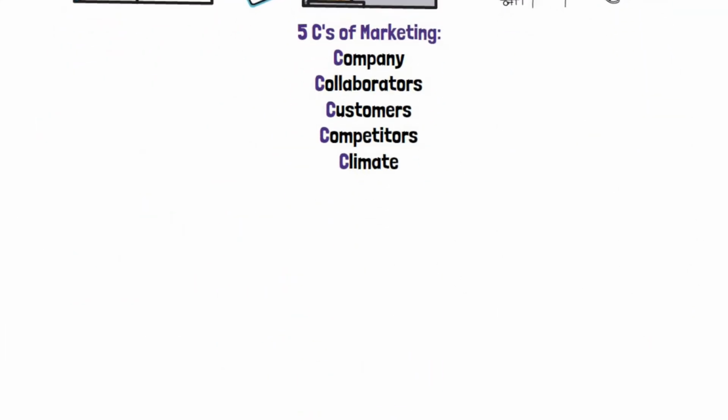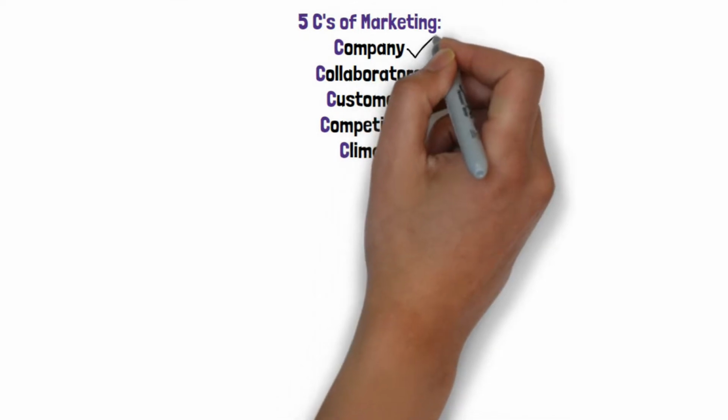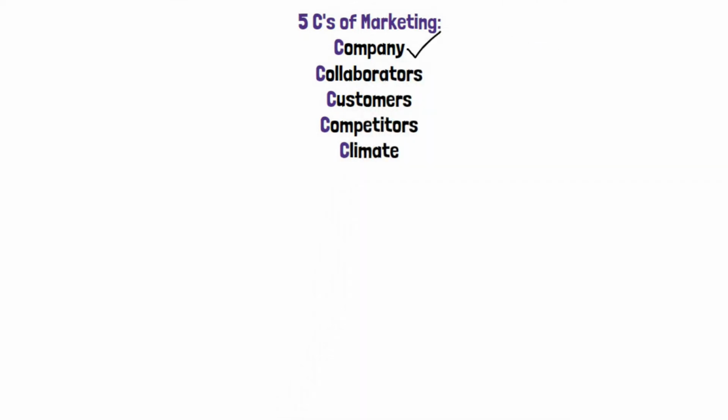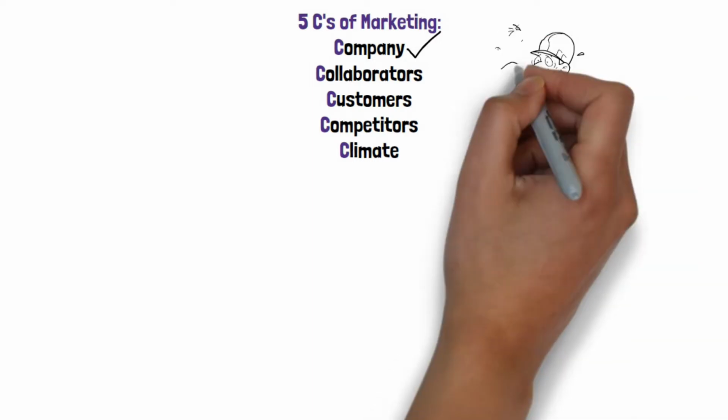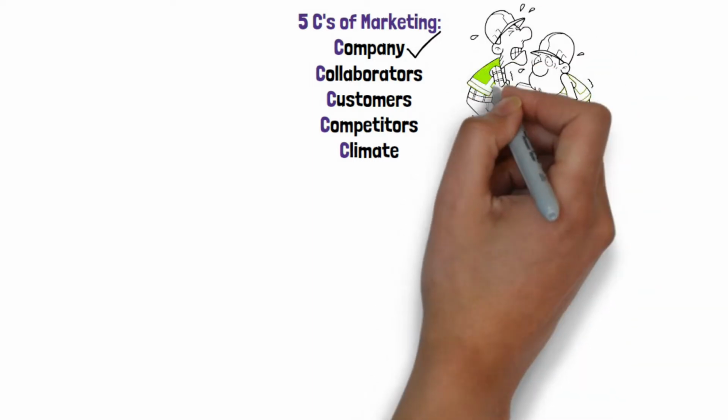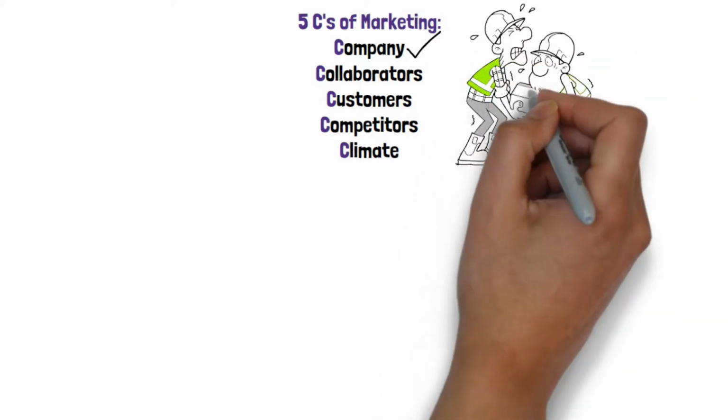The second C is collaborators. Now, this section covers the people that your company or business actually works with daily to aid productivity. So for each one, you can list out and attach a means of contact.